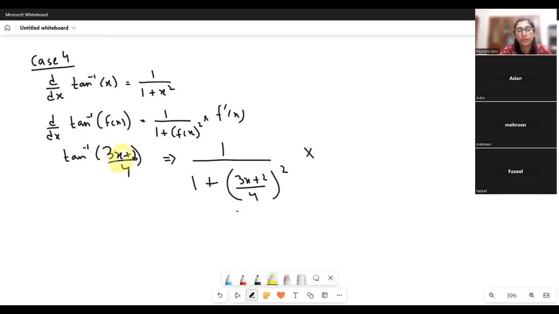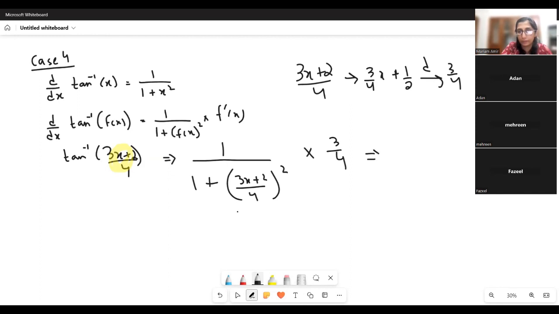What's the derivative of 3x plus 2 over 4? 3x plus 2 over 4 is actually just 3 over 4 x plus half. So the derivative of this is just 3 over 4. So 3 over 4, writing that as a single fraction, 3 by 4 upon, there's a 16 in the denominator, and then we have 16 plus 3x plus 2 whole square.